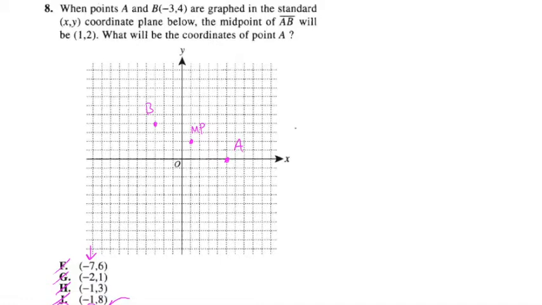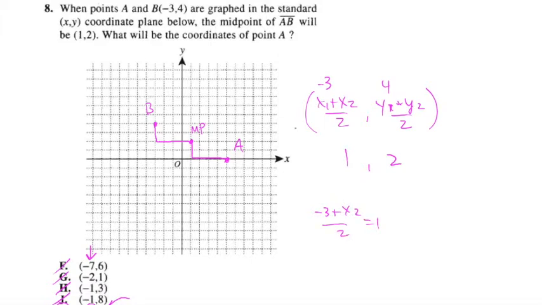Now we could have gotten this by counting down 2 over 4, down 2 over 4. We could have also used the midpoint formula, which is (x1 plus x2) over 2, (y1 plus y2) over 2. And they're telling us that this is 1, 2. We've been given -3 and 4. So that would be (-3 plus x2) over 2 equals 1. And (4 plus y2) over 2 equals 2. And we can solve, times 2, times 2. That's -3 plus x2 equals 2. Add the 3. x2 is 5. At that point, we know that K is the answer.